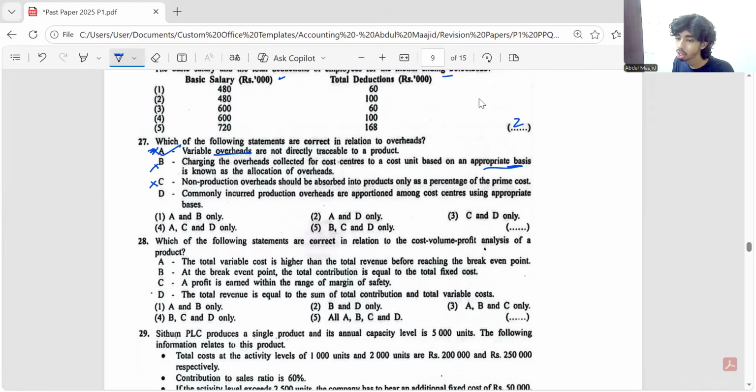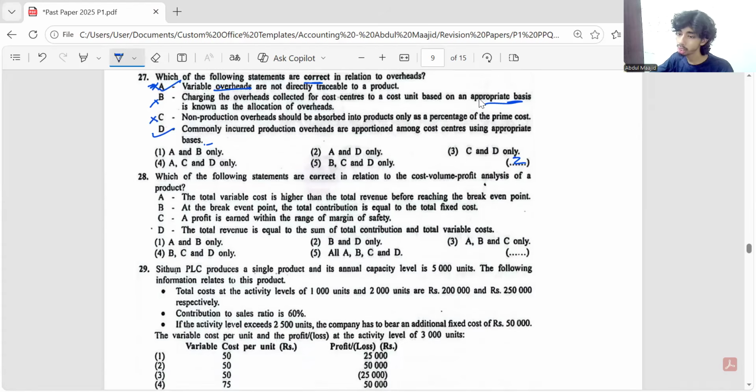Then D, commonly incurred production overhead like electricity are apportioned among cost centers using an appropriate base. That means like electricity you are using kilowatt hours, rent you are using floor area. That is correct. So what are the correct statements? A and D, answer number 2. Answer number 2. 48.